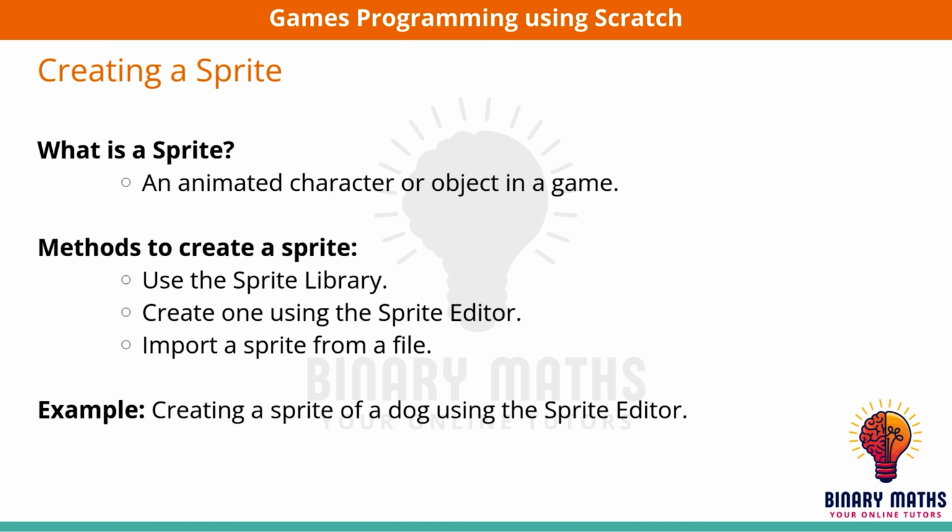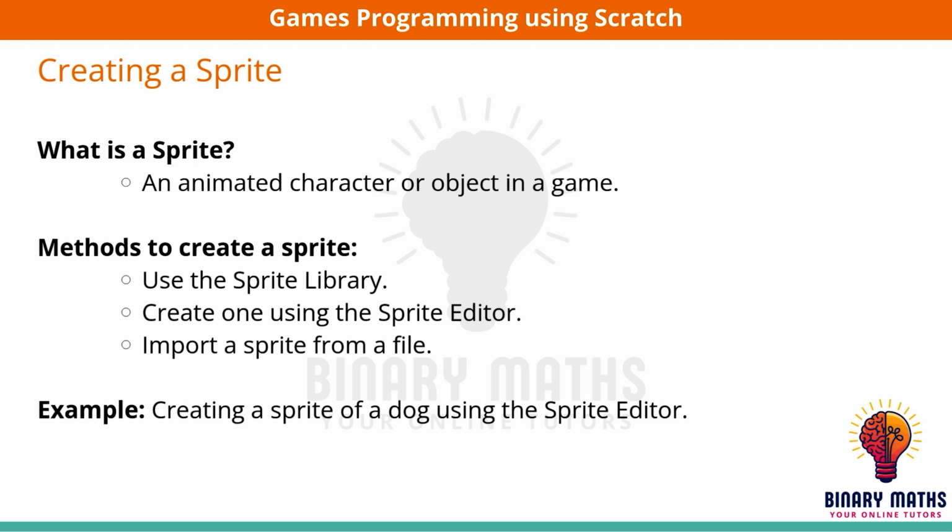Now let's learn about sprites. A sprite is an animated character or object in a game. There are several ways to create a sprite in Scratch. You can use the sprite library, which has a collection of pre-made sprites you can choose from. You can create one using the sprite editor, where you can draw your own sprite. You can import a sprite from a file, which allows you to use images from your computer.